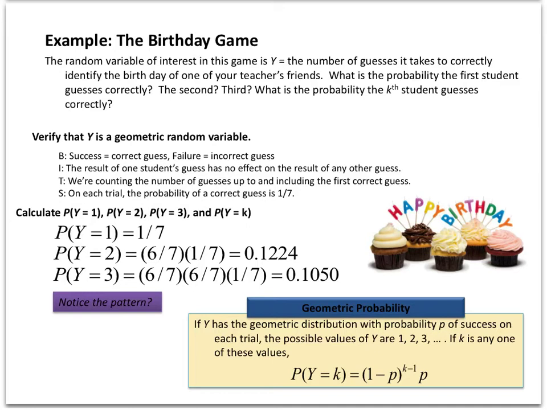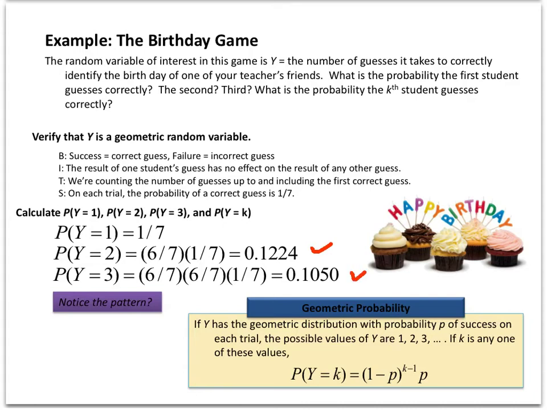If we wanted to figure out the probability of getting it on the second try, it means they got it wrong the first time, 6 out of 7. Then they got it right the second time, 1 out of 7. And that comes out to be about 12%, as you can see here. If I waited till the third try, it means he got it wrong the first 2 times, so 6 out of 7 times 6 out of 7. And you finally got it right on the third trial, 1 out of 7. And that comes out to about 10.5% of the time.